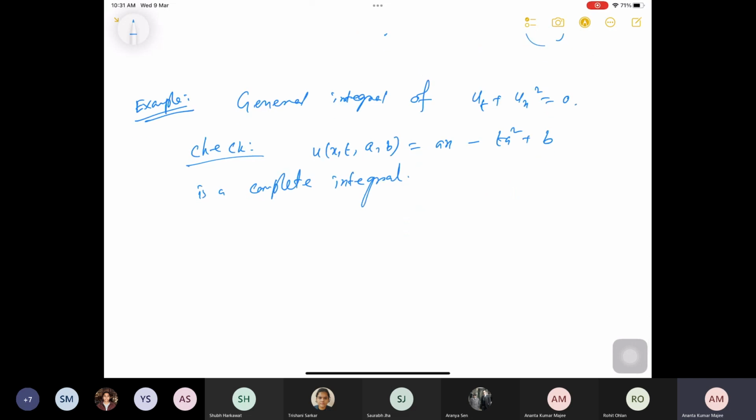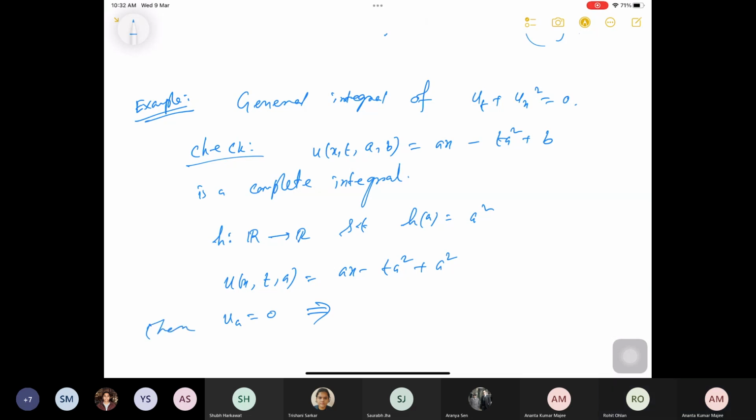So now I am considering a function h from R to R such that h of a is equal to a square. Then what is my u(x,t,a)? This should be nothing but ax minus t a square plus a square. Then the derivative of u with respect to a equal to 0 gives a equal to x by 2 times (t minus 1).